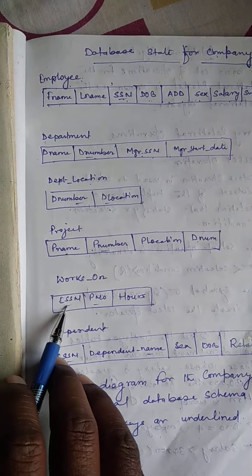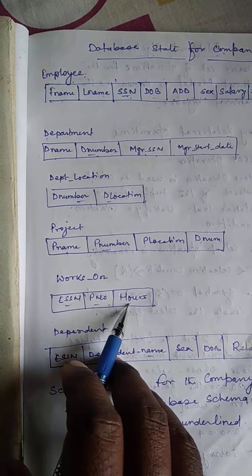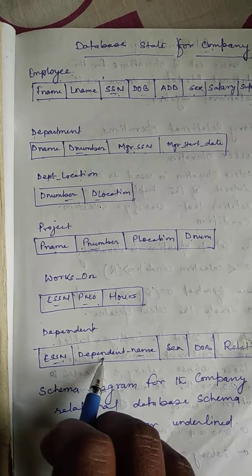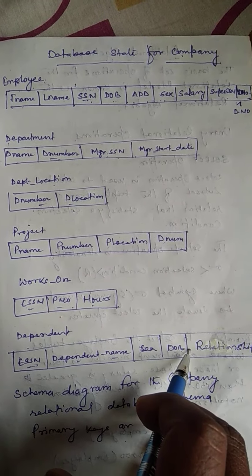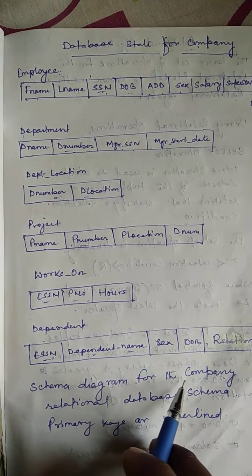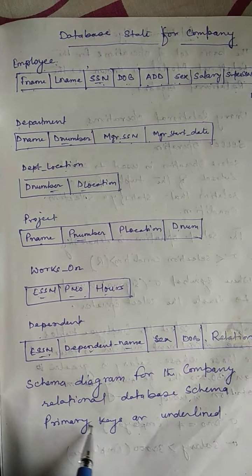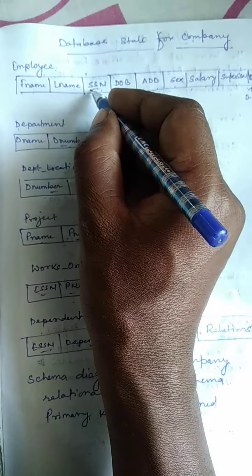Works on: social security number, project number, hours. Dependent: social security number, dependent name, sex, date of birth, and relationship. This is the schema diagram for the company relational database schema, and primary keys are underlined. Social security number is the primary key.